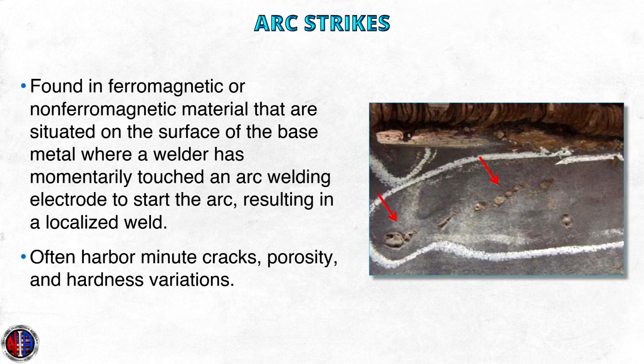Arc strikes. Arc strikes are weld discontinuities in both ferromagnetic and non-ferromagnetic materials that are situated on the surface of the base material where a welder has momentarily touched an arc welding electrode to initiate the arc, resulting in a localized arc strike area. Arc strikes often harbor minute cracks, porosity, and hardness variations.